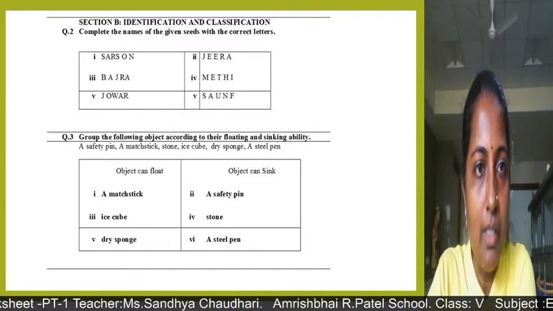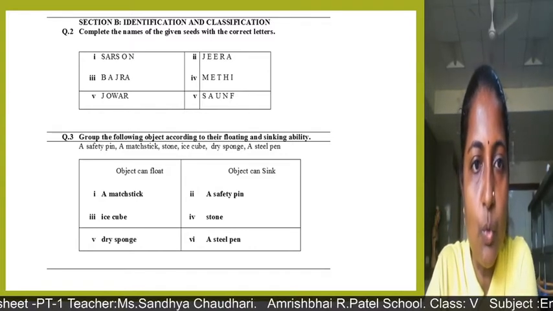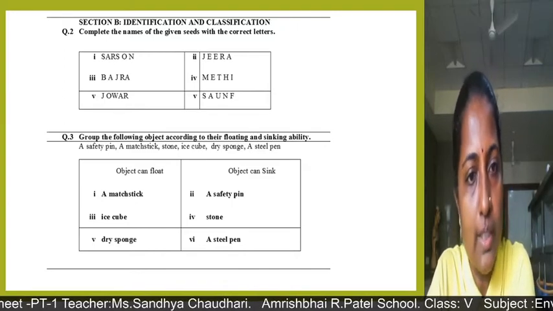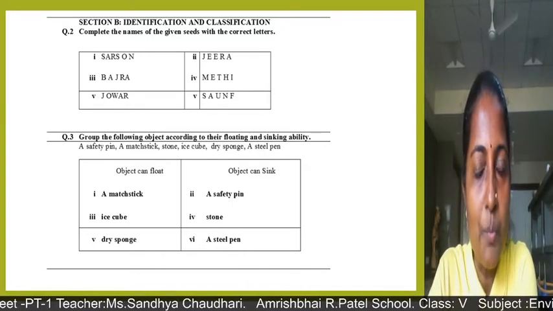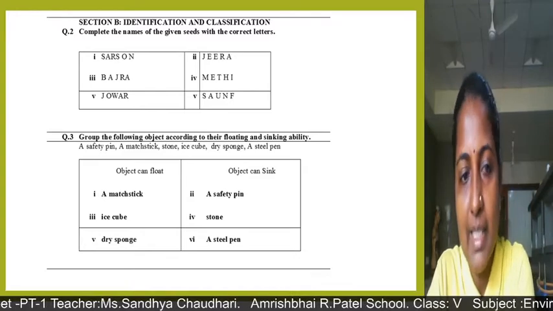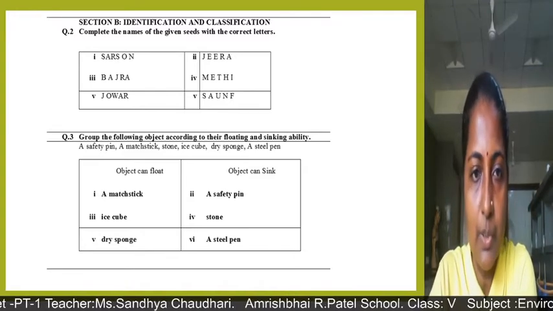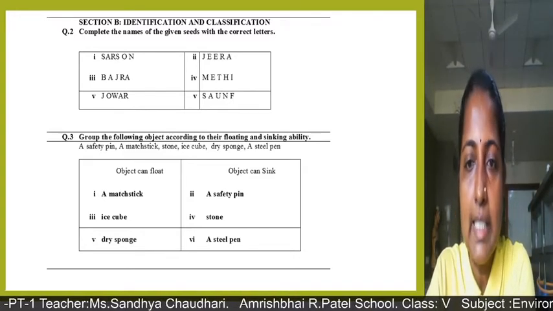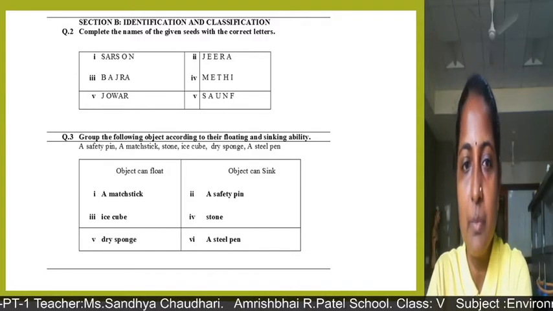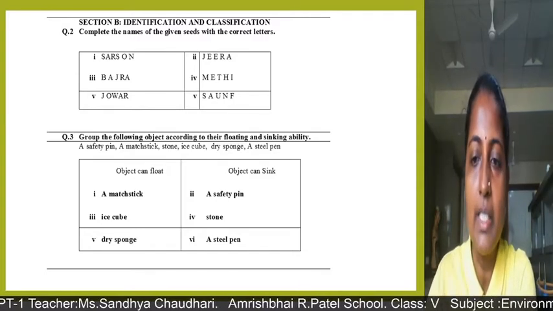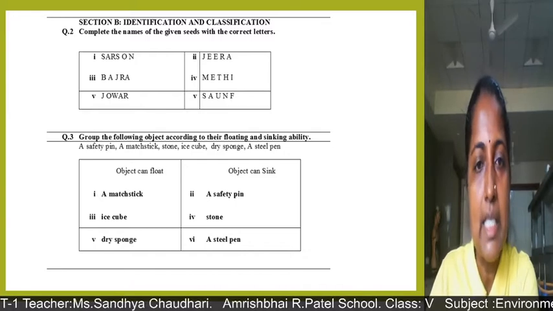Now in question 3, you have to group the objects, whether they are floating or sinking. So the objects which are floating are a matchstick, ice cube, and a dry sponge, and the objects which sink inside the water are a safety pin, stone, and a steel pin. So these objects are sinking in water.